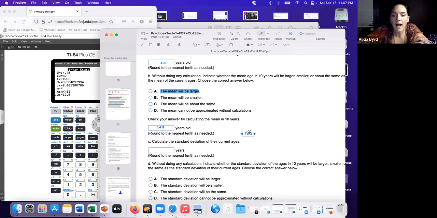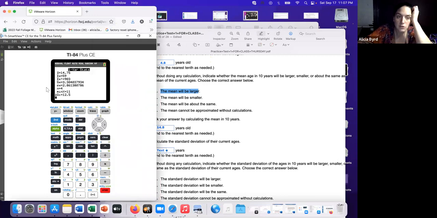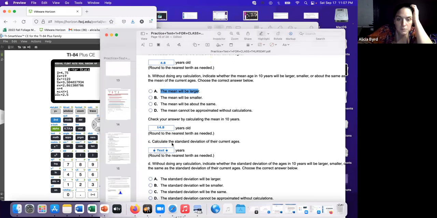This worked out well. I didn't get rid of my original L1, so I don't have to re-enter it. What I can do is just go to stat, go to my calc, and hit one var stats. Again, I'm going back to L1 data. I'm going to go down and hit calculate. And it was 3.3. So I'm going to put that in here as well, 3.3.